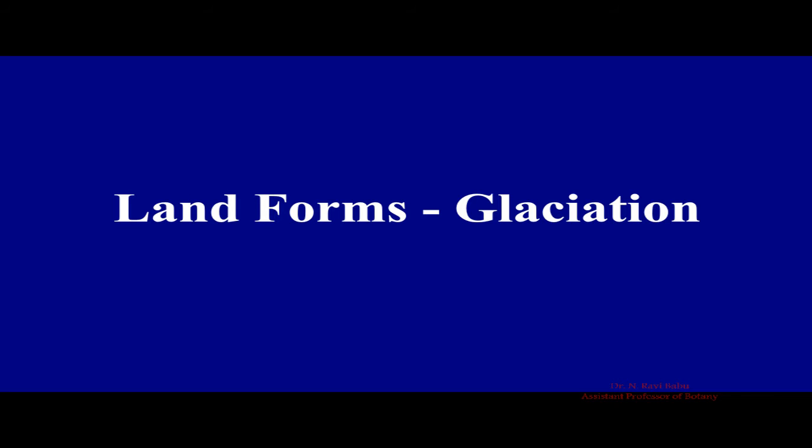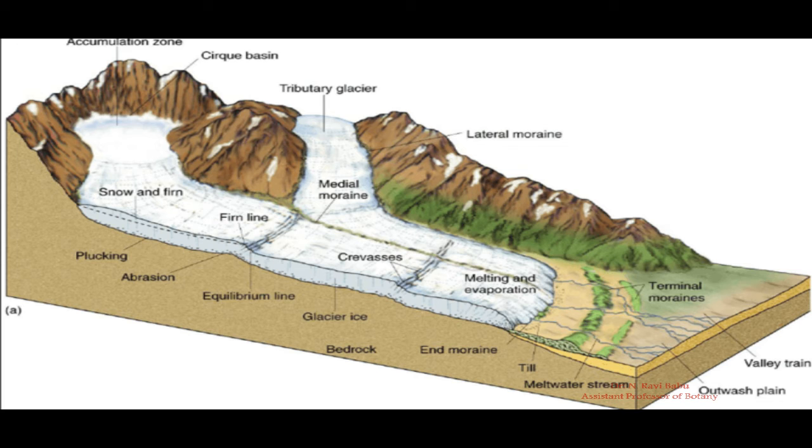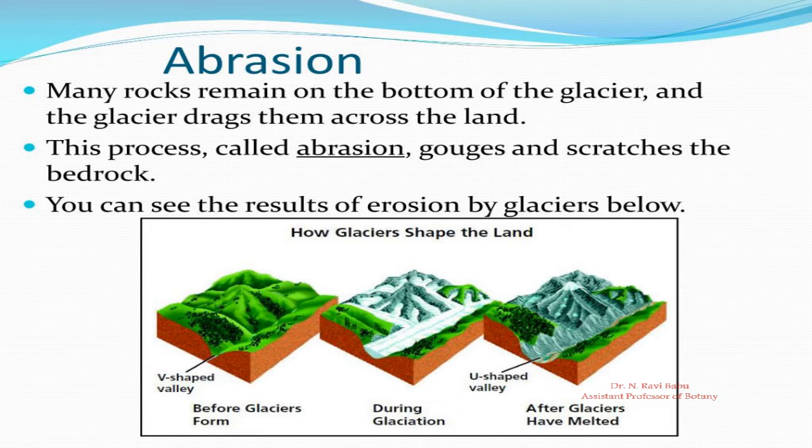Friends, I remember in my earlier episode I concluded with the words like plucking and abrasion, etc. I don't want to take much time in going back. I just continue with the aspect that is abrasion. Friends, as earlier defined, abrasion is a process of erosion of the glaciers. One of the processes of erosion of glaciers.